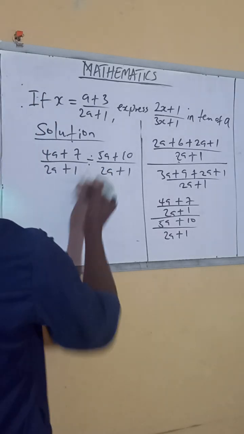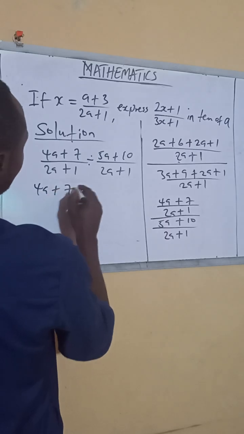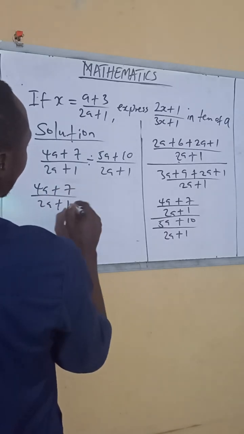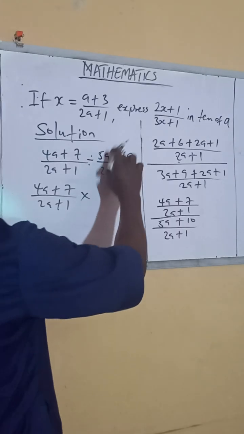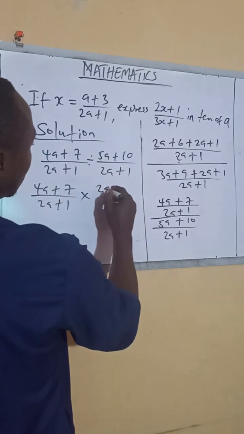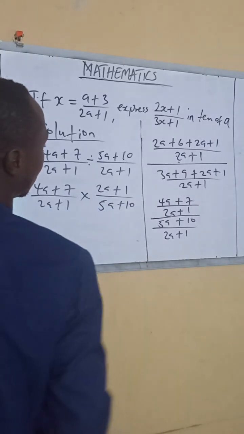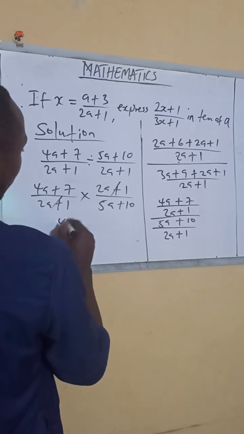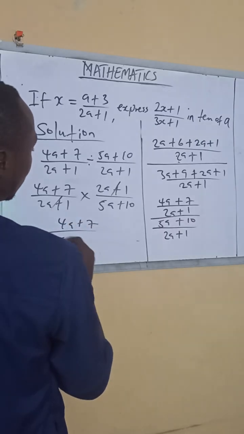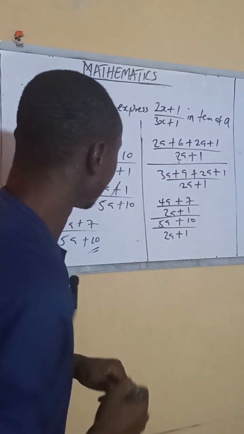Now, in dividing, we're going to change the division to times, which is going to be 4a plus 7 all over 2a plus 1 times. We have to reciprocate, which means this goes up and this comes down, which is going to be 2a plus 1 all over what? 5a plus 10. At this stage, you cancel out this. What is left is 4a plus 7 all over what? 5a plus 10. This is our answer.